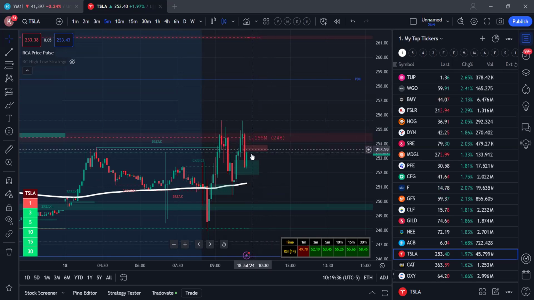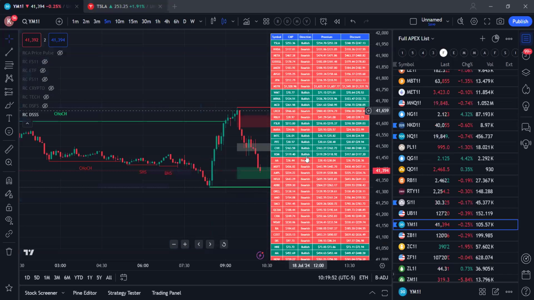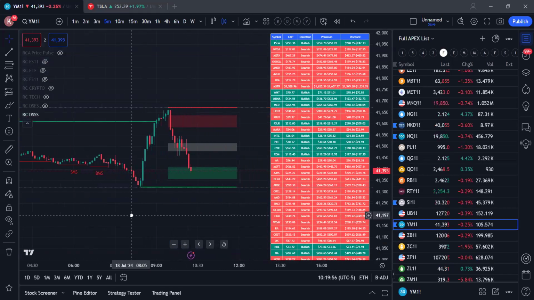So we have to give some more time for the candle to go above this price. When it goes above this price, the body should be above this price, not the wick. When your body goes above the price, then Tesla can go to 258. So your YM can come all the way down and then start going up.